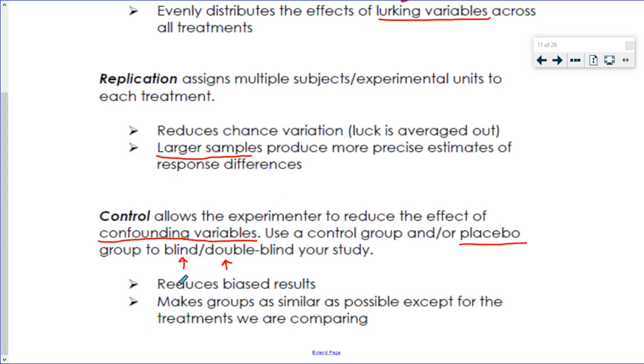So again, control helps reduce biased results. It makes groups as similar as possible, except for the treatments they are comparing. So that's called controlling. Again, that's when you take some group and you don't do anything to them. Others, you give the good cancer drug. The other one, you give the fake cancer drug, and different things like that. So you have a control group. All right.